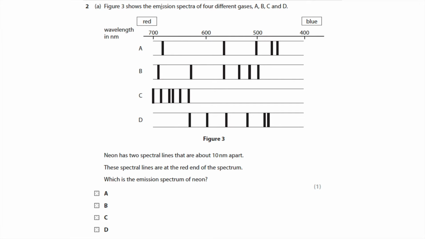Figure 3 shows the emission spectra of 4 different gases, A, B, C and D. Neon has 2 spectral lines that are about 10 nanometers apart. These spectral lines are at the red end of the spectrum, which is the emission spectrum of neon. So towards the red end of the spectrum, you're looking for 2 lines about 10 nanometers apart.